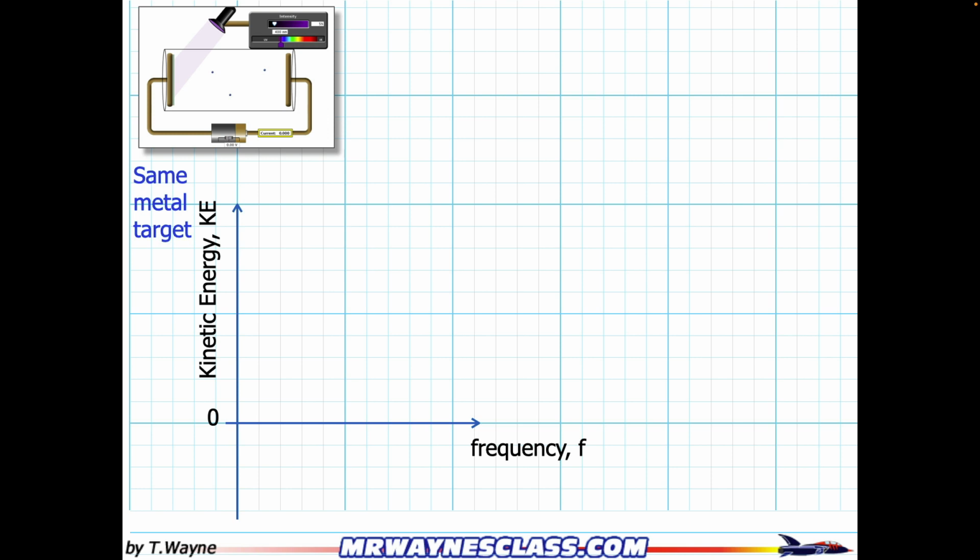And then I can keep changing the frequency, hitting the same metal target. And if I do that, nothing happens for a while until I get enough energy from the light, and then I get a line that goes up like this. It's a nice straight line. If it's a straight line, that means y equals mx plus b. But if I look at it, x is the frequency, and y is the kinetic energy. So really, this is kinetic energy equals slope times frequency plus the y-intercept.